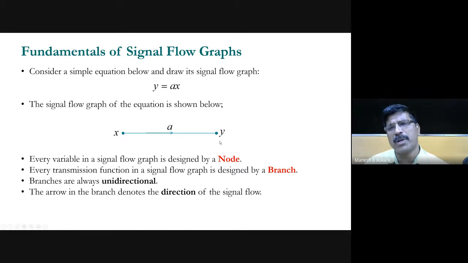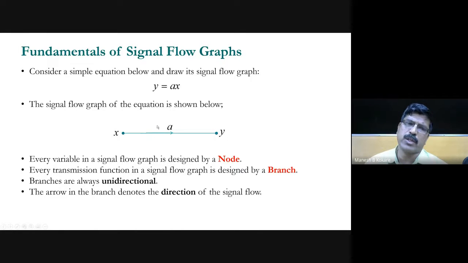So this signal flow graph gives the relation between the y node and the x node: y is equal to x into a. Every variable in a signal flow graph is designated by a node. Now here, which are the variables? y is one variable whose value changes, x is another variable whose value changes, and a is a constant. When you are representing this mathematical equation, the variables in that equation are represented by nodes. So x is a variable represented as one node, y is another variable also represented as a node, and the constants are represented by a path. This a is a constant which is represented by the path or edge.